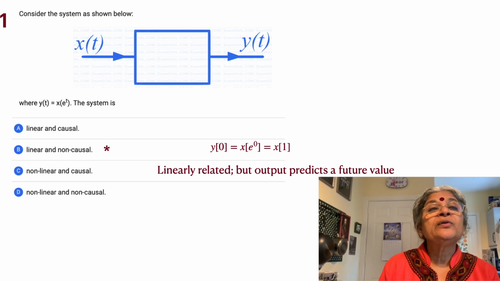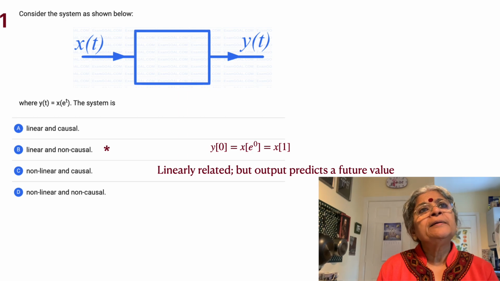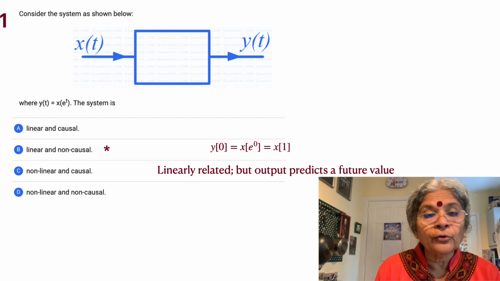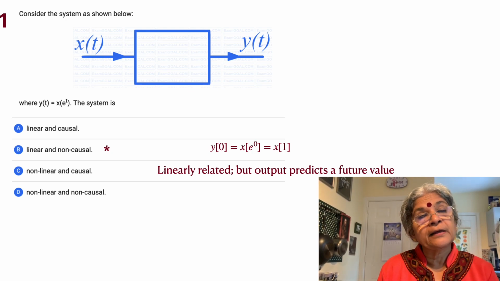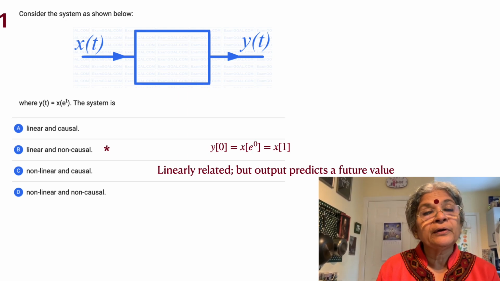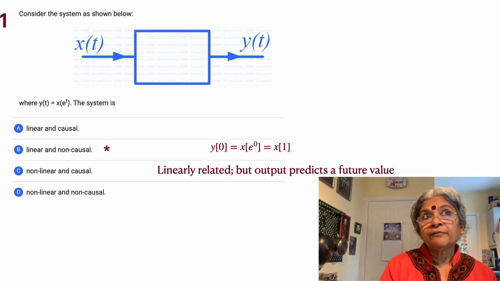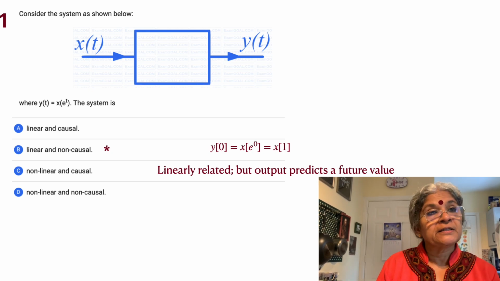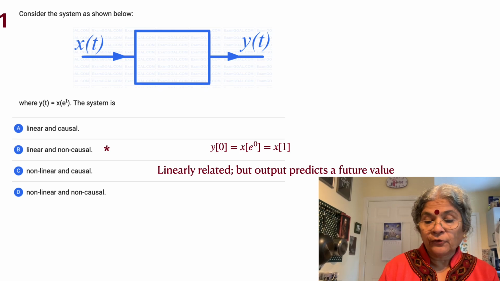So why do we say that it's non-causal? Because at time t equal to 0, we can see that y at 0 is equal to x at e raised to 0, which means that y at time 0 is given by x at time 1. In other words, we are having a futuristic prediction in this, which is not possible in engineering systems. So obviously the system is linear, it is time invariant, but it is also non-causal. I hope this is clear.